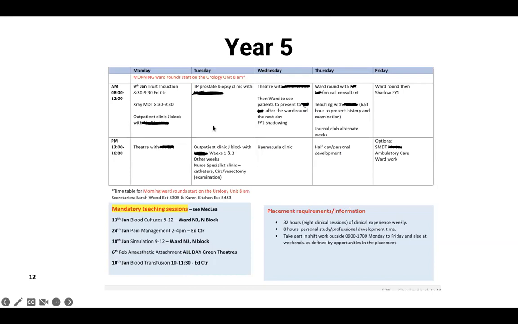You don't necessarily have to be in every day, but you do need to get everything that you need to get done. And there's some mandatory teaching sessions that you need to attend as well, but that will be timetabled in for you. So yeah. And they will tell you at the start of your placement what sort of requirements they expect out of you. So in her case, it's 32 hours of clinical experience weekly, which you need to show using a logbook, 8 hours of personal study time, and then taking part in shift work. So again, you need to be able to show all of this in your logbook.